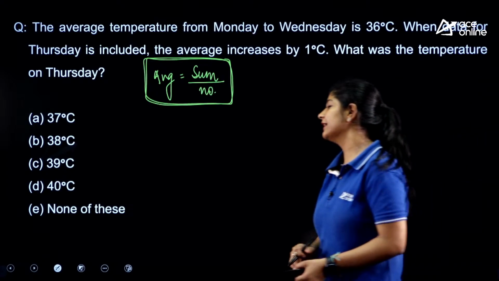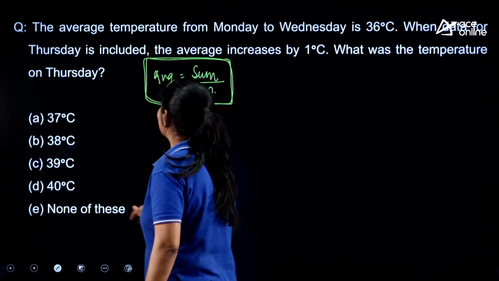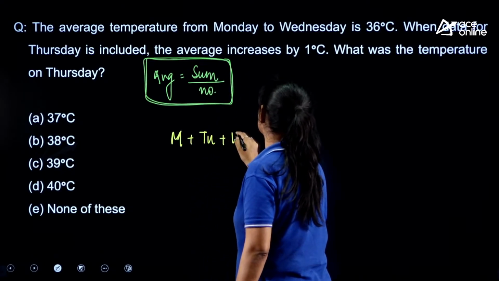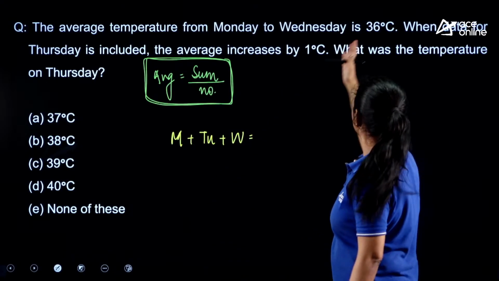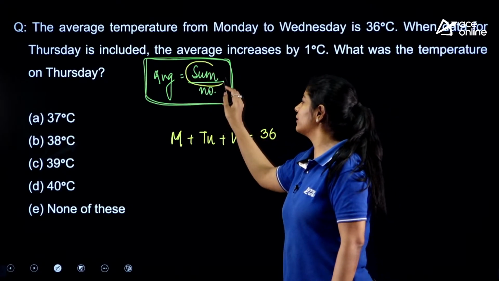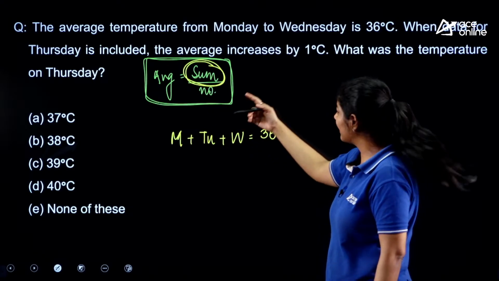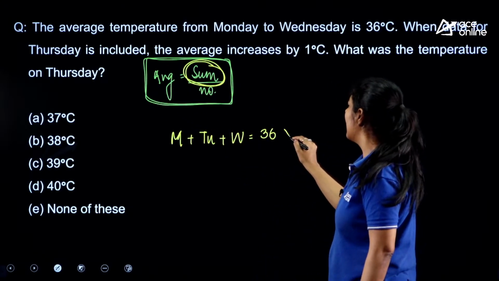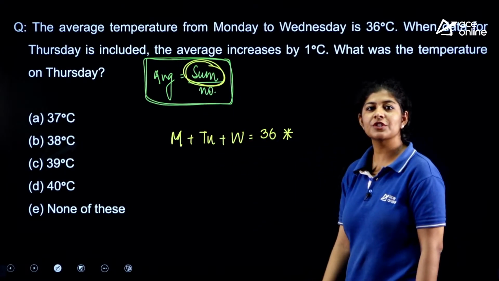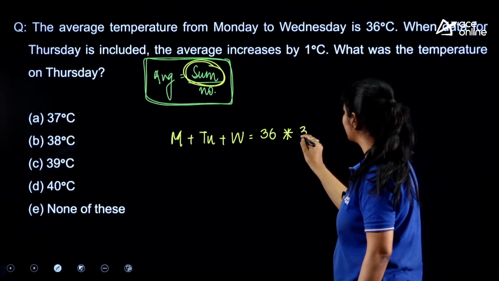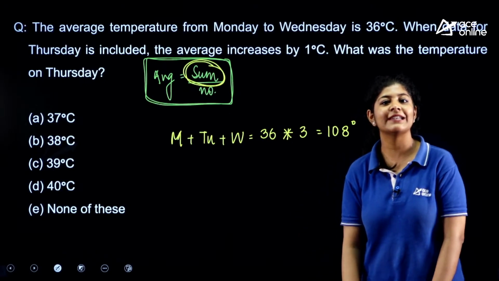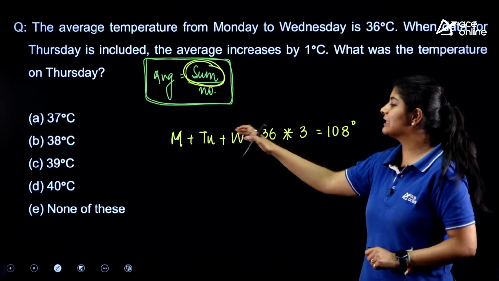Option number D, let's see. So here what we are having? We are having days from Monday plus Tuesday plus Wednesday. The average temperature that is given over here is 36. But we are going to do the operation on the basis of the sum, and the sum can be calculated as the average, that is 36, multiplied by the number of observations we are having. How many observations? 3 days, that means multiplied by 3. So the total temperature that we got is 108 degrees Celsius, the total temperature of these 3 days.